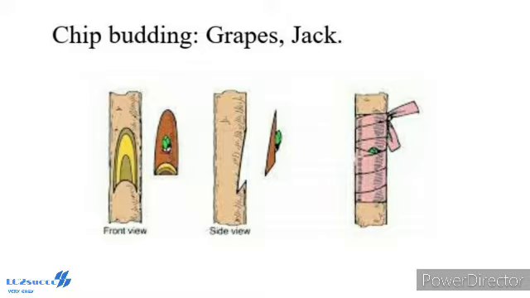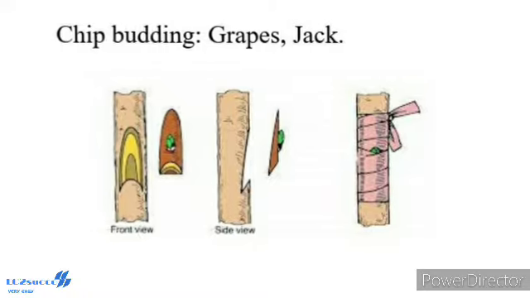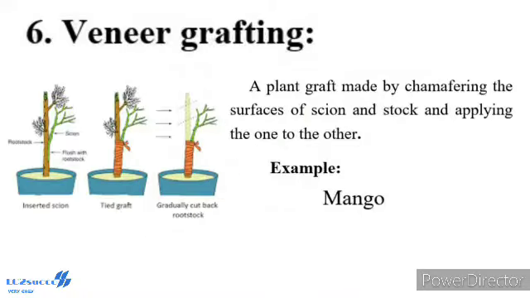In this method, a slanting cut of 2.5 cm is made on the stalk with a notch at the bottom of the cut. A similar cut is made in the scion shoot with a bud. The scion bud is exactly fitted into the cut made in the rootstock and tied up. Example, grapes and jackfruit.